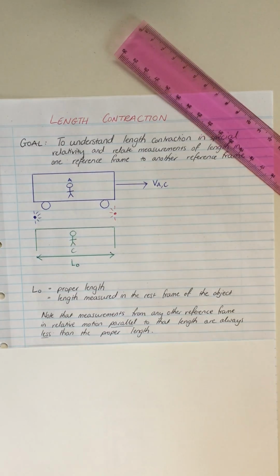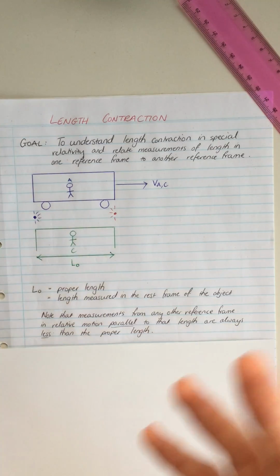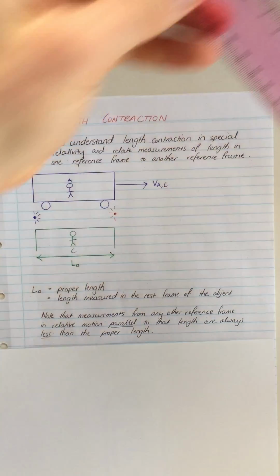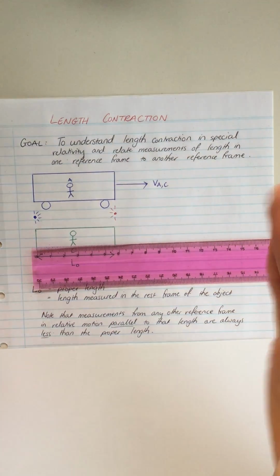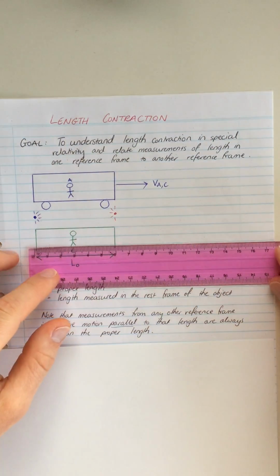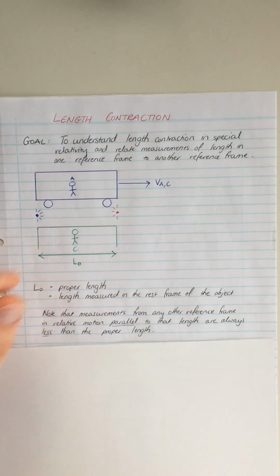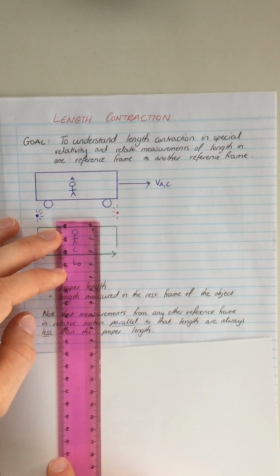Something that's really important to point out here as well is that the contracting always occurs in a direction parallel to the motion. So what I'm saying there is that as this person passes the platform, they will measure a shorter length of the platform in this direction. It will not affect any measurement they make of the platform in this direction, for example. That will always be the same.